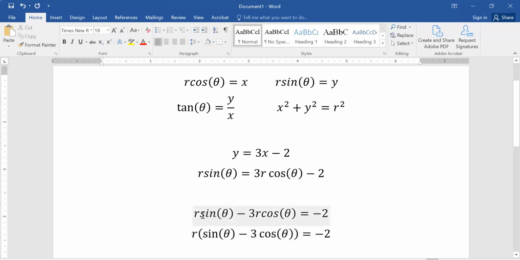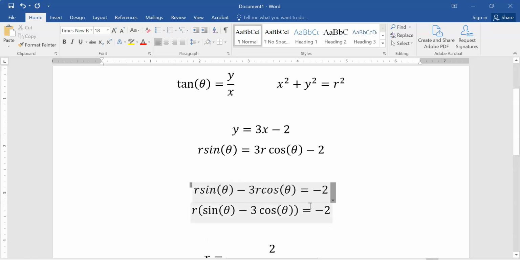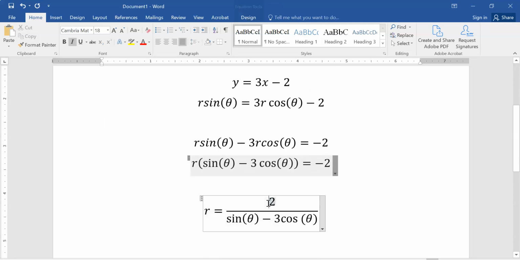So we'd end up with r sine theta minus 3r cosine theta is equal to negative 2. And then if we're solving for r, we'd factor out an r. So r times the quantity sine theta minus 3 cosine theta equals negative 2. Then I have to divide both sides by sine theta minus 3 cosine theta. So you'd end up with r equals negative 2 over sine theta minus 3 cosine theta.